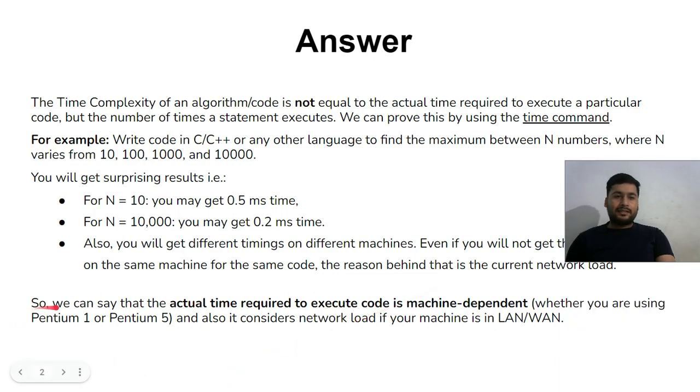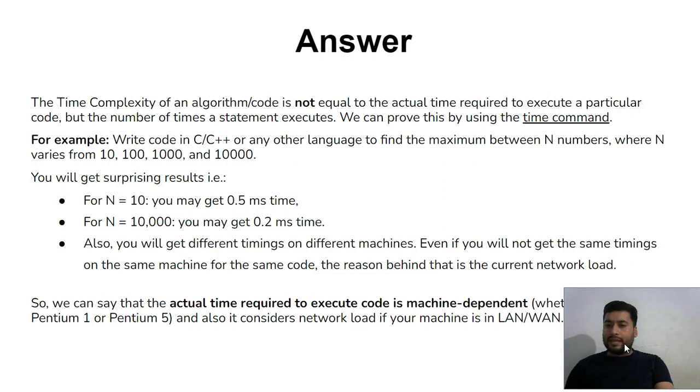Let's talk about some other points. We can say that the actual time required to execute code is machine dependent. Whatever code we are running on the system depends on the machine, not only on our code. Whether you are using a Platinum 1 or Platinum 5, and also the network load, LAN or WAN, whatever you are using, the actual time depends on that. I hope it's clear.